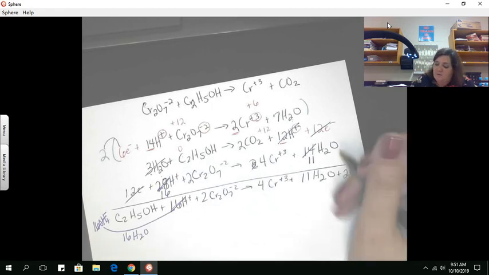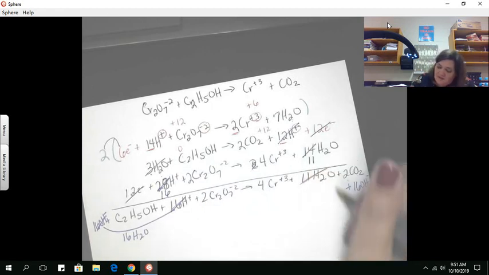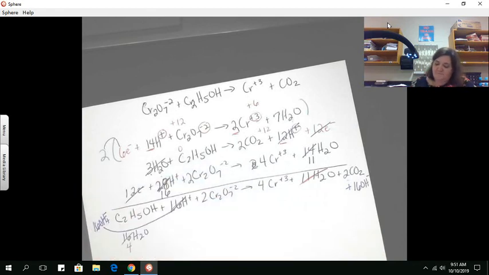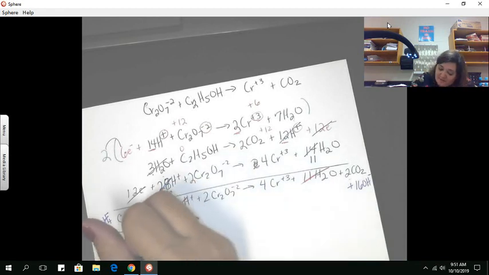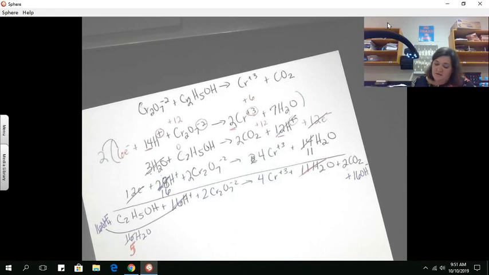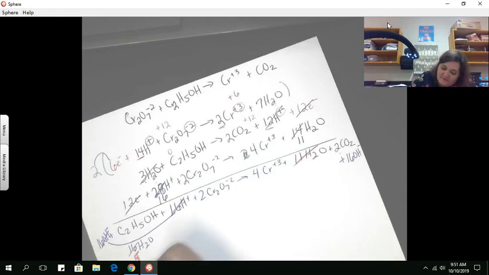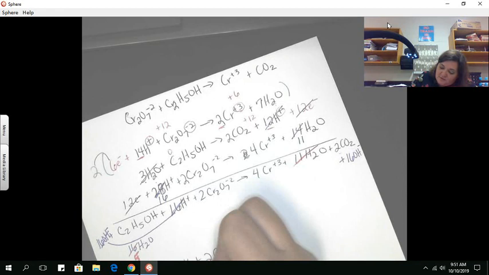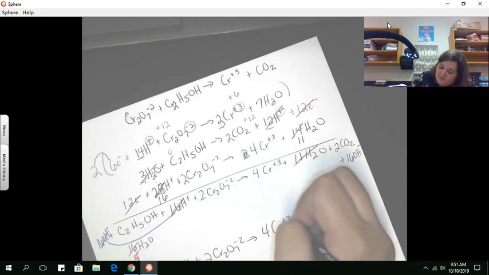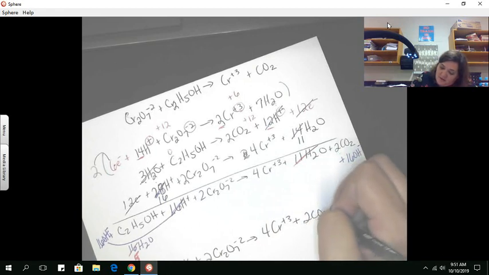So those ones on the right cancel, and we subtract them from the ones on the left, and that leaves us with 5. And then we write our final answer. So we have 5H2O plus C2H5OH plus 2 dichromate ions, go to 4Cr3+, 2 carbon dioxide, and then 16 hydroxide ions.